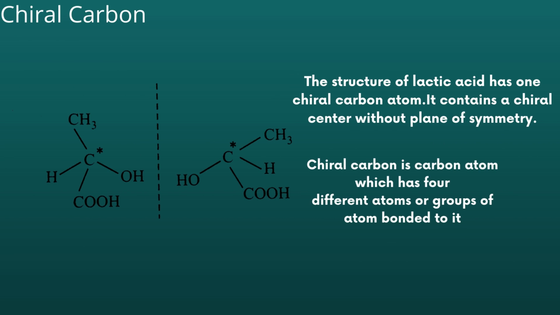The structure of lactic acid has only one chiral carbon atom. It contains a chiral center without plane of symmetry. Now, to make things simple, chiral carbon is a carbon atom which has 4 different atoms or groups of atoms bonded to it.